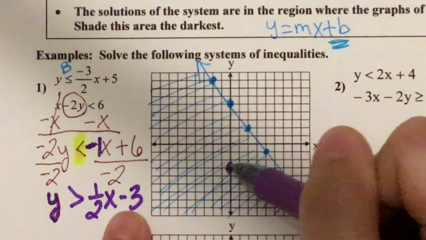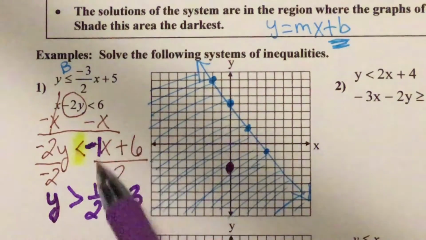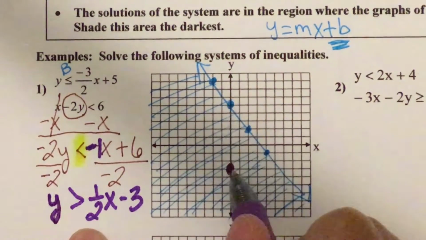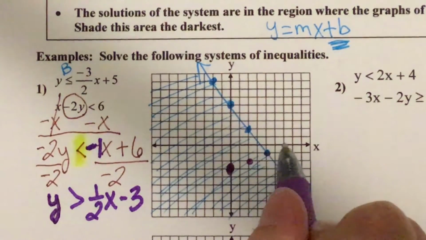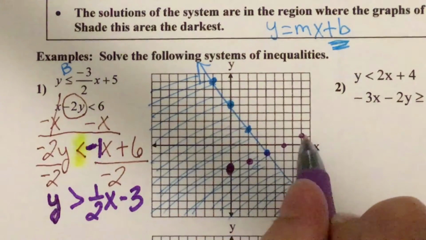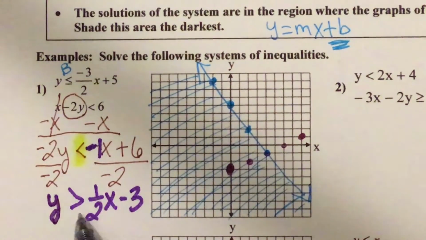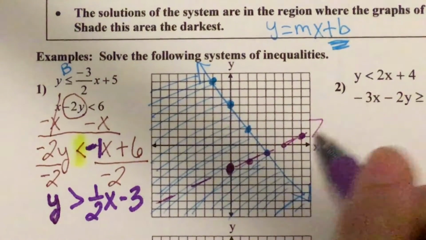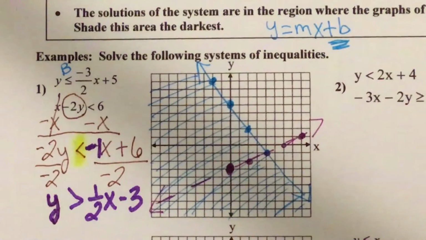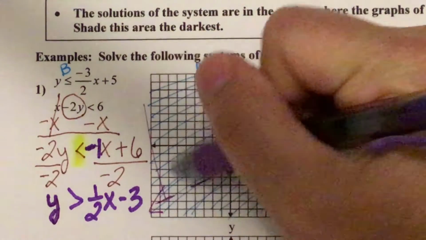And I'm doing this line in a different color. And then my slope is 1/2. So up 1, right 2, up 1, right 2, up 1, right 2, up 1, right 2. Is it solid or dashed? Dashed. There's no equals, so it's going to be a dashed line. And do I shade above or below? Greater, I shade above. So I'm going to shade everything above that line.